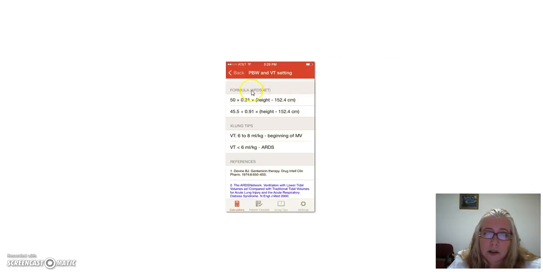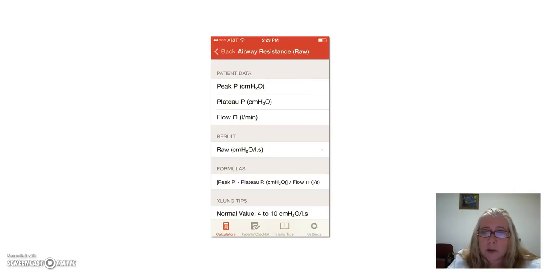And then here it's using ARDSNet, which is one of those national standards, and it gives you the formulas, it gives you the tips to make sure that you pick in this range for your tidal volume. It has references in here as well. So good resource for the students. I really think that they would be able to use this in clinicals.